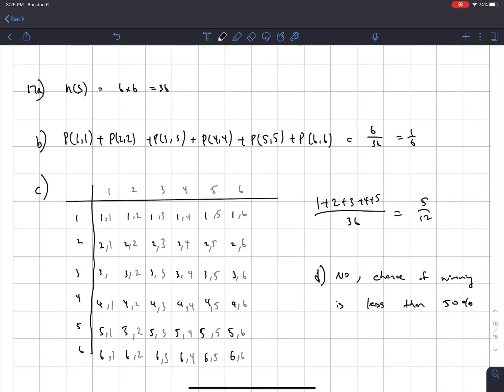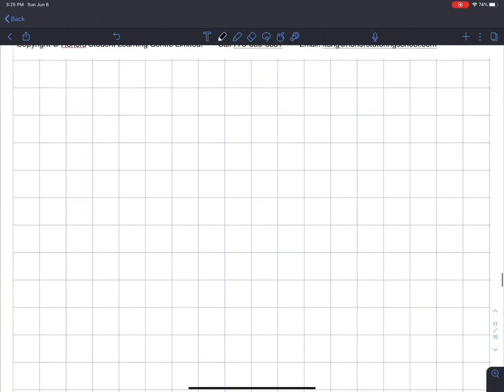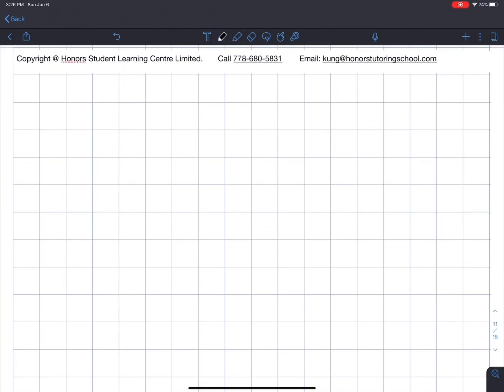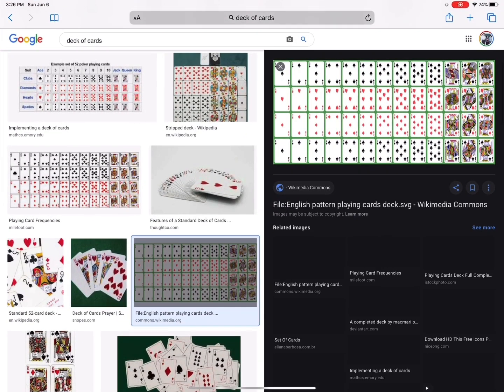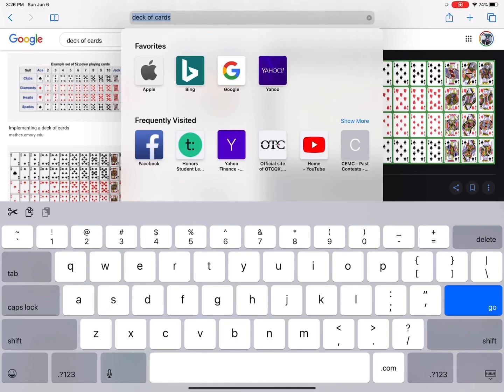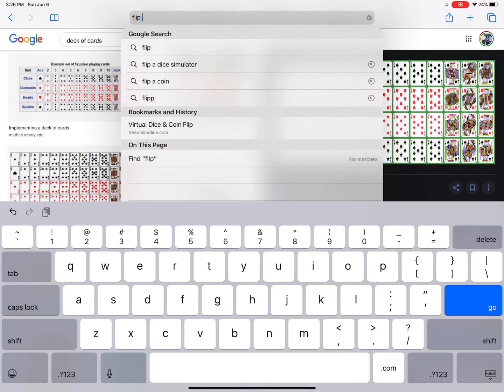Okay, so 18 and 19, I don't think they will be tested. So for question 18, they want you to flip a coin 100 times. And then you need to count the number of heads and tails. So we can achieve this with a simulator. Flip a coin.